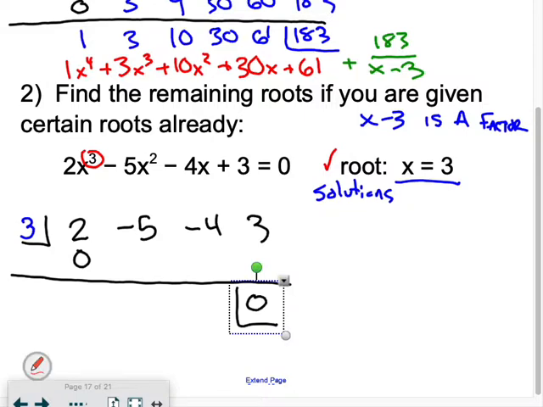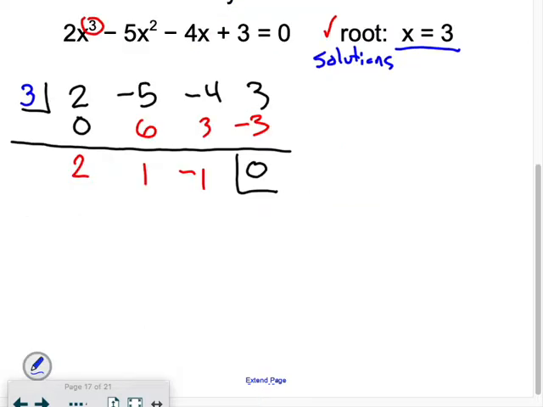So let's go through the process. 2 plus 0 is 2, multiply 6, add 1, multiply 3, add negative 1, multiply negative 3. So we knew that that was going to happen. What we need from this is, we need the quotient, right? This is 2x squared plus 1x minus 1. That's the quotient, remainder 0.